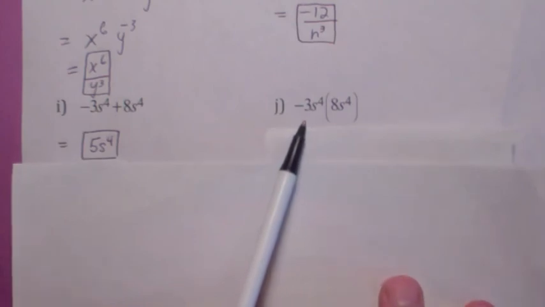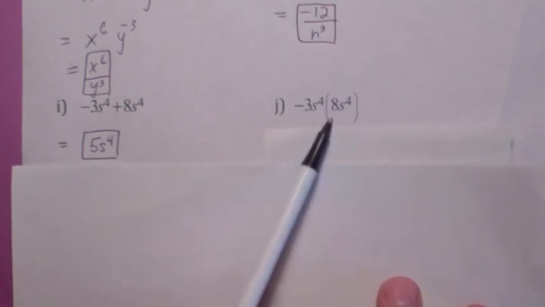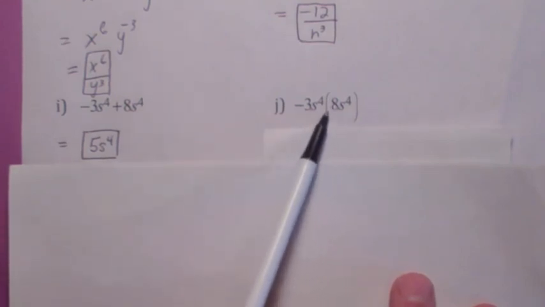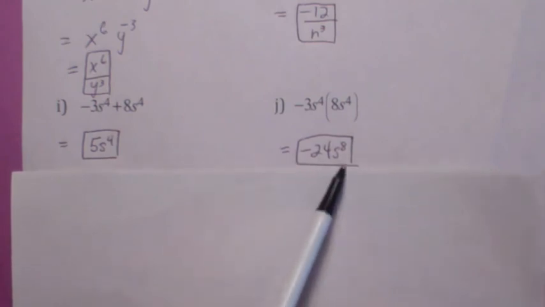Don't get that confused with this one. This last one, you multiply the coefficients to get negative 24. Now when you multiply with the same base, what do you do? You keep the base the same and add the exponents. So don't get confused on these guys right here.